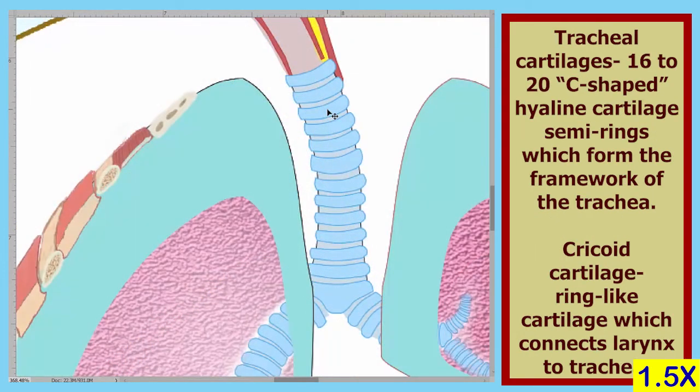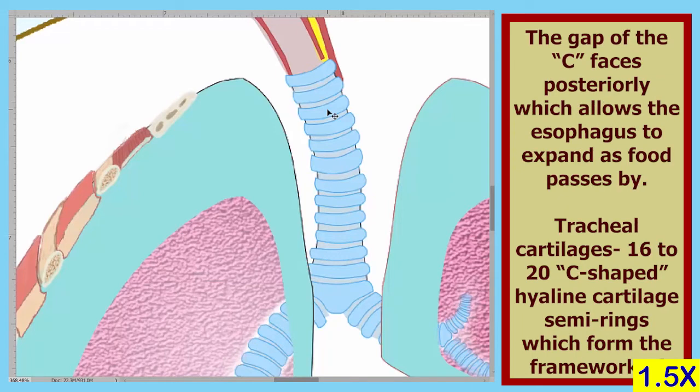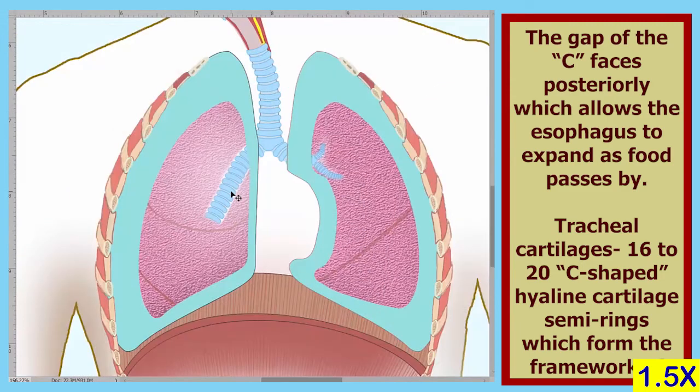Forming the framework of the trachea are 16 to 20 C-shaped rings of hyaline cartilage. The gap of the C faces posteriorly and allows the esophagus to expand as swallowed food passes by. Shown here are the tracheal cartilages. From the trachea and through the bronchi and bronchioles, the air eventually enters the lungs.